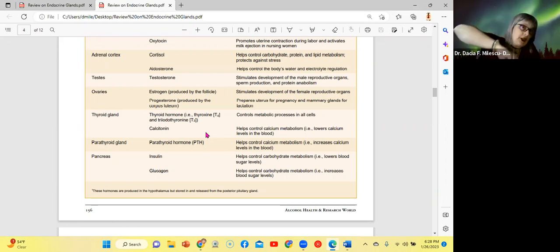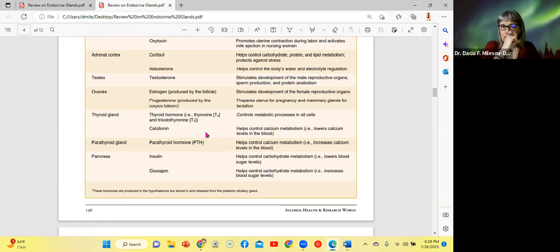Now, the reverse is the parathyroid gland. All right, it's going to release parathyroid hormone when the blood levels of calcium are low. When the blood levels of calcium are low, the parathyroid gland releases the parathyroid hormone, and that increases the calcium breaking down from bone, and levels of calcium go back up in the blood.